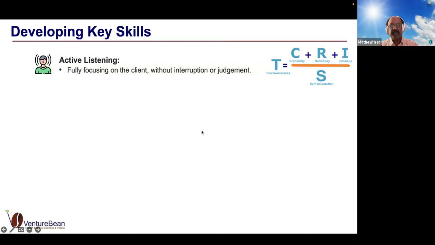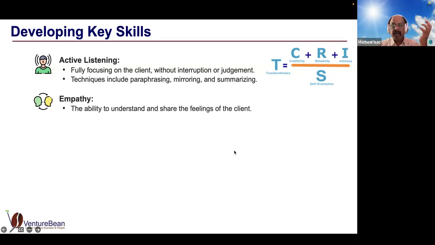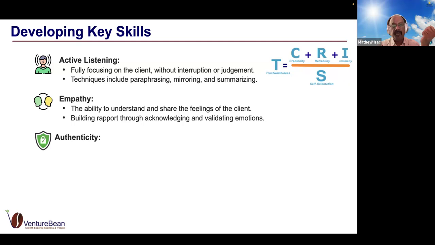The first part is active listening, focusing on the client, no interruptions, no judgment. Okay. And what are the techniques we as coaches can use? Paraphrasing, mirroring, summarizing. Okay. This is important to show and demonstrate active listening. The second part is empathy. Okay. Understanding the feelings of the client. This is where we focus on the who. What are you feeling? How do you feel right now? Okay. And then it is about building rapport, acknowledging, and in some cases, validating their emotions.